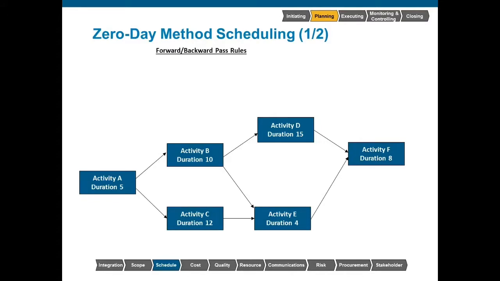As you learned in class, there are two methods of doing a network diagram, calculating a forward and backwards pass, in other words. There's the one-day method, and that's what you learned in class, and then there's the 0-day method.